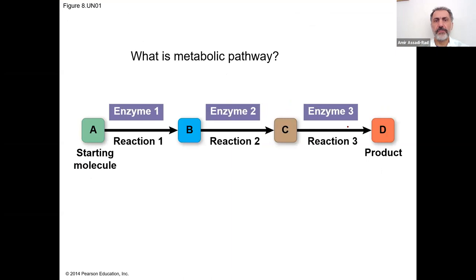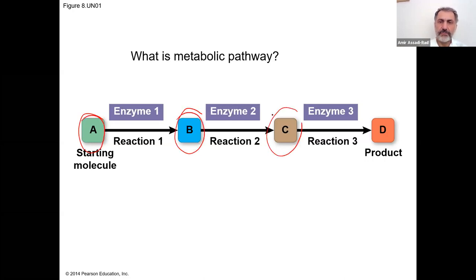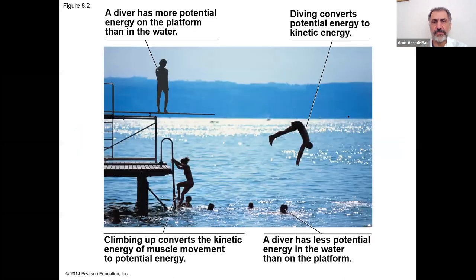Okay, what is a metabolic pathway? In a metabolic pathway, you have a compound, some molecule A becomes molecule B, becomes molecule C, becomes molecule D. And in between, for conversion of molecule A to B, you need enzyme one. Enzyme two is a second reaction. It converts B to C. You will see an example of this at the end of this chapter.